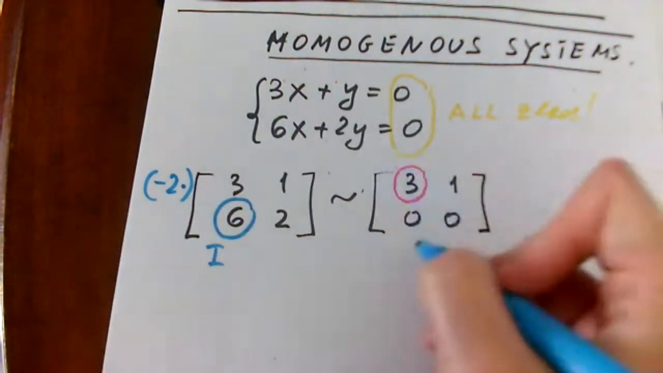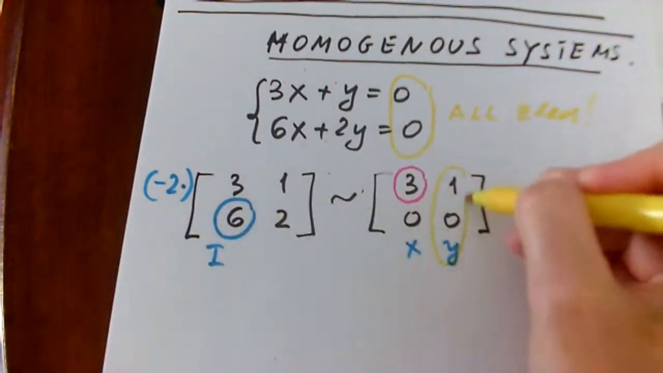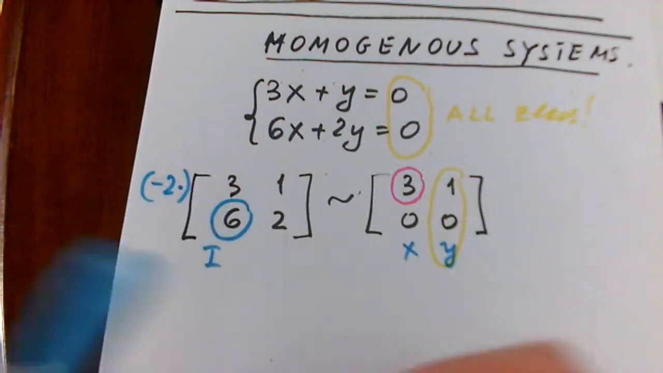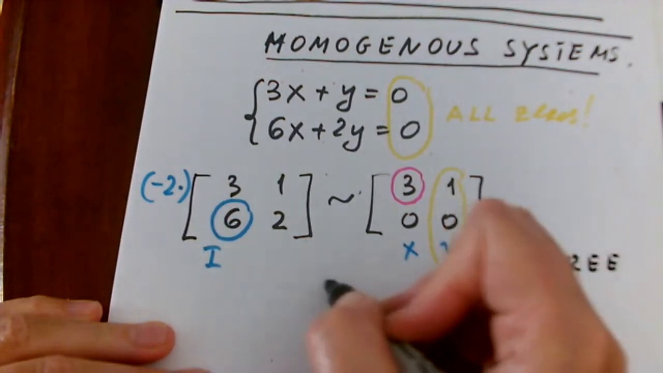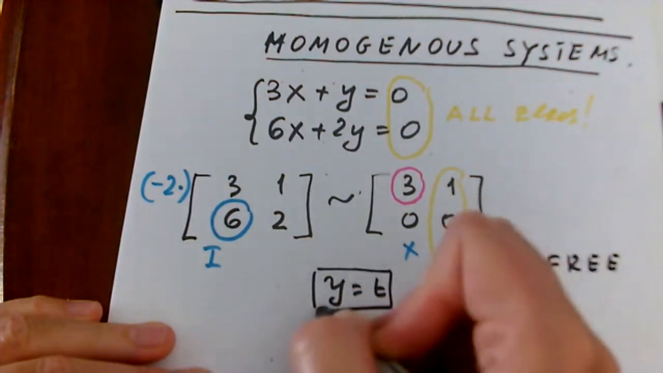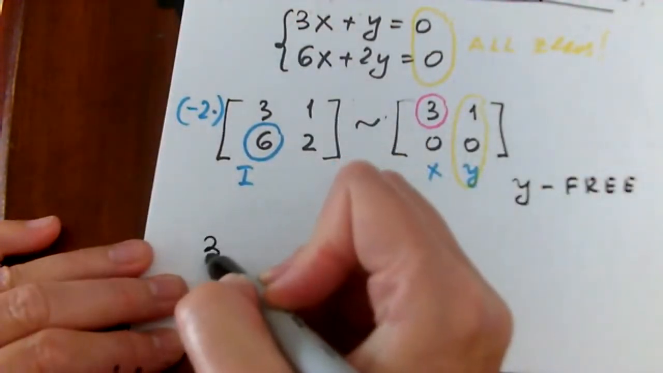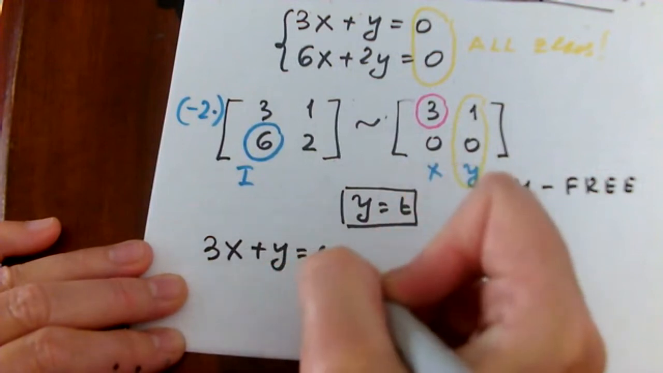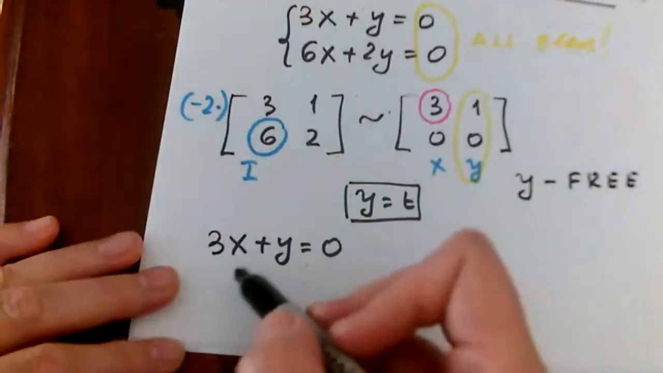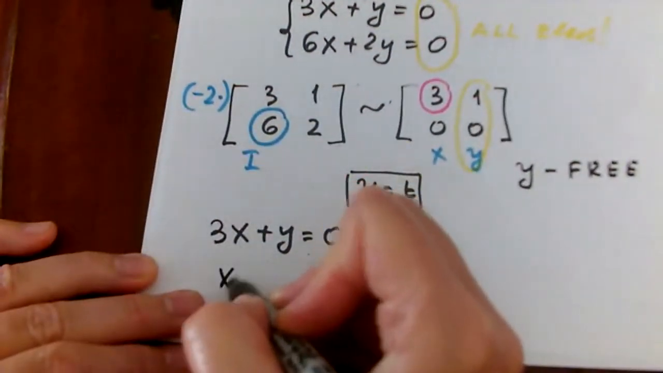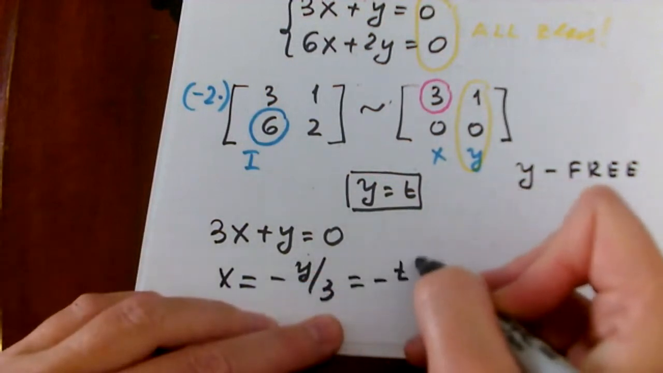And the only leading element here is 3 in the first row. And then if we look at the columns, we see that the second column is without leading elements. It means that y is a free variable again, just like in the previous case. y is free, and that is why we denote it by the letter t. It's our solution for variable y. After that, we get back to our equation, 3x plus y is equal to 0. Remember, we omitted this 0 column, but it's still 0. And after that, we can express x in terms of t. x is equal to -t over 3.